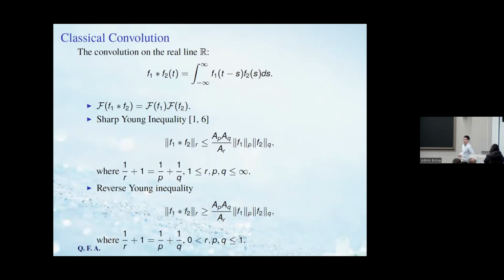For two functions f1 and f2, we can take the convolution in this way. This is the standard way. The relation between convolution and the Fourier transform is given by this equation. That means the Fourier transform interchanges the convolution and the multiplication. This is also very important because it indicates that on the functions on R, there are actually two multiplications. One is the convolution, the other one is the point-by-point multiplication.